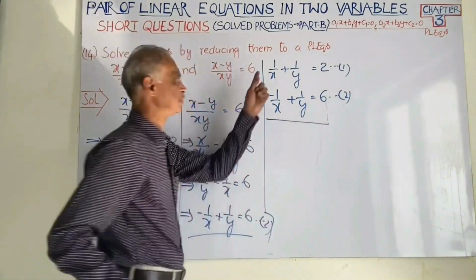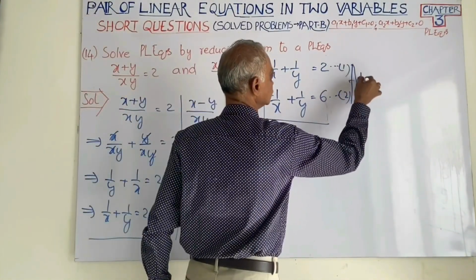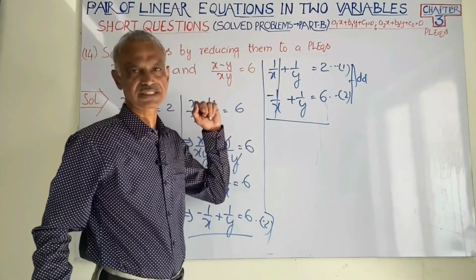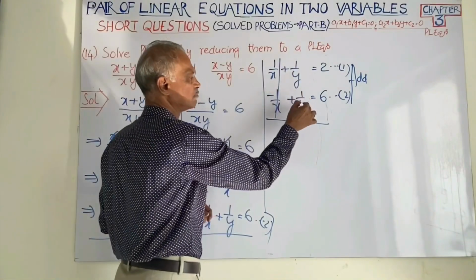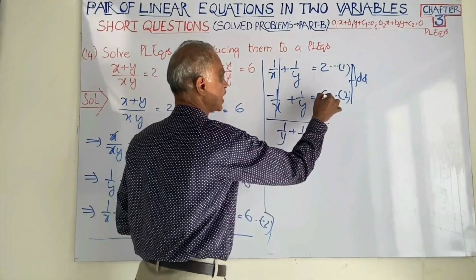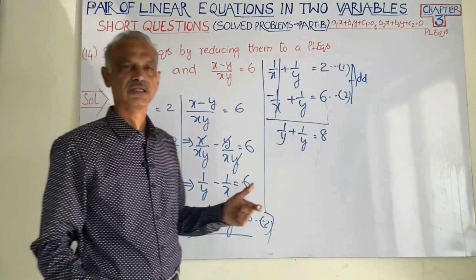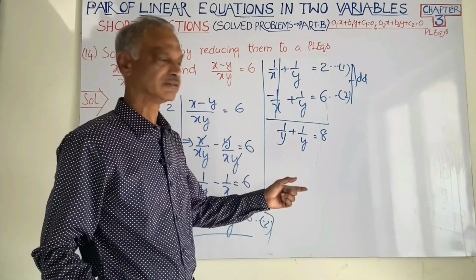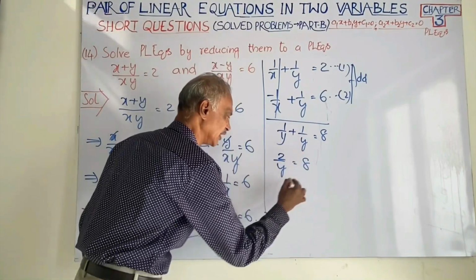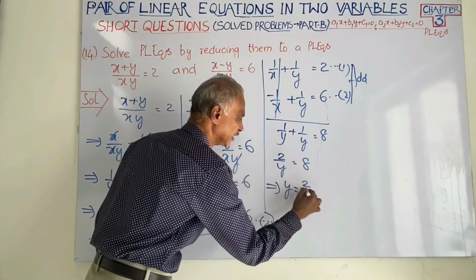Now what do I do? Plus 1 by x, minus 1 by x. We have to add them. Plus 1 by x and minus 1 by x cancel. 1 by y plus 1 by y is equal to, adding these two, you will get 8. 1 by y plus 1 by y gives 2 by y. See, 2 by y is equal to 8. Then y can be written as y is equal to 2 by 8.